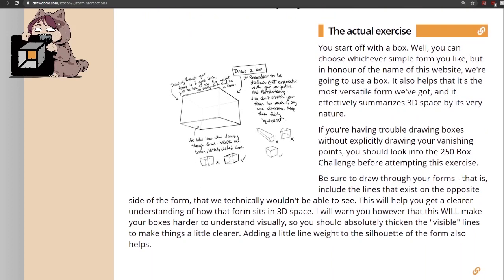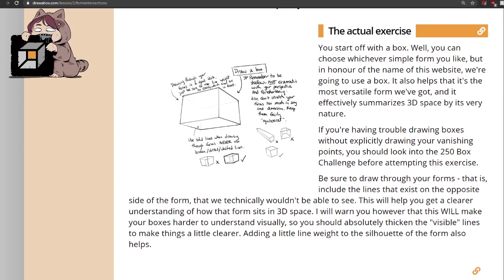The actual exercise. You start off with a box. Yay. Well, you can choose whichever simple form you like, but in honor of the name of this website, we're going to use a box. It also helps that it's the most versatile form we've got, and it effectively summarizes 3D space by its very nature. If you're having trouble drawing boxes without explicitly drawing your vanishing points, you should look into the 250 box challenge before attempting this exercise.